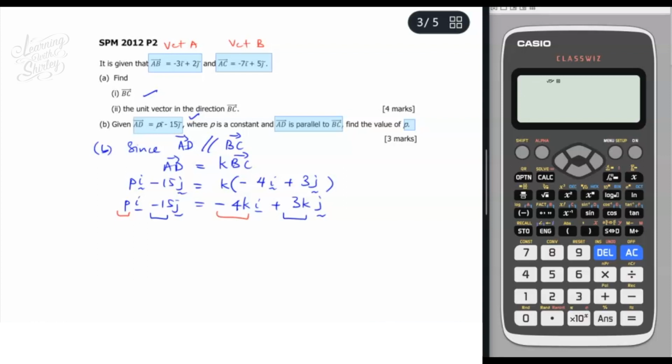Okay, so let's compare. 3K is equal to negative 15, so K is negative 15 divided by 3, which is negative 5. This is the answer for K. And then the coefficient for i, which is P: P is equal to negative 4K. So we can substitute the K value, which is negative 5, into here. So the answer is 20. This is the answer.